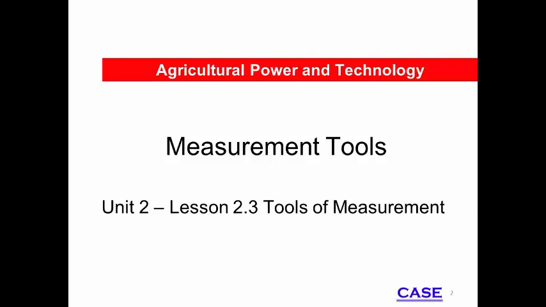You have completed Lesson 2.2 Tool Operation, where you study tool applications, components, and operating procedures. Throughout the next lesson, you will look at how precision and accuracy are used in ag power and technology projects. This presentation provides information about tools used to make measurements.